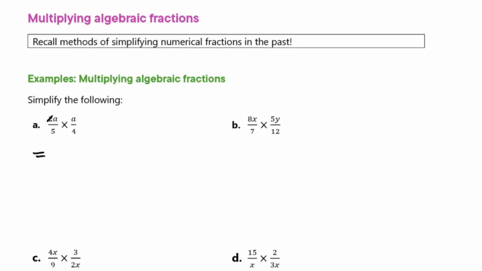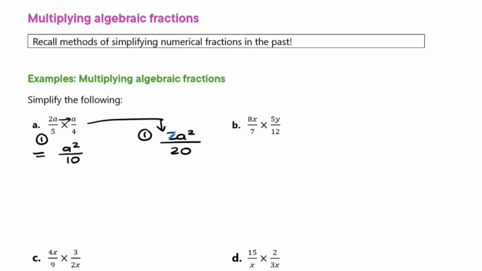For example, you could cancel off a 2 here and do 4 divided by 2 here. And then you could multiply across the numerator. So a times a is a squared, or multiply across the denominator. 5 times 2 is 10. If you chose not to do that, method 2, so I'm going to write 1 for method 1, method 2, just multiply across. So 2a times a becomes 2a squared, and then 5 times 4 becomes 20.